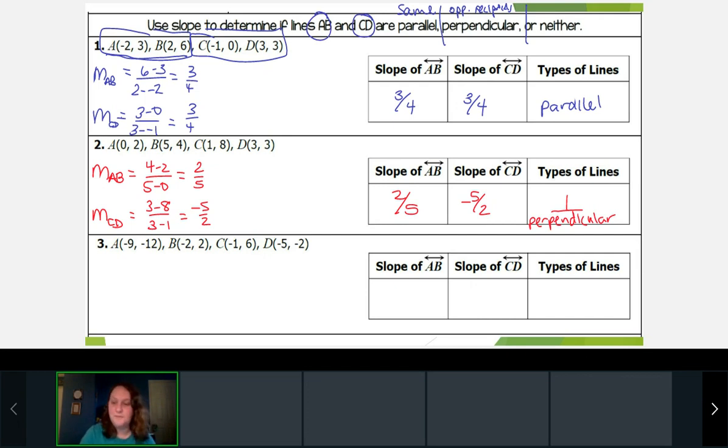Try number 3. What do you think? What types of lines are AB and CD in number 3? Let's take 3 minutes. Find the slope of AB and CD and tell me what kind of lines we see. You don't need to type it in the chat. We'll do a poll in a second.